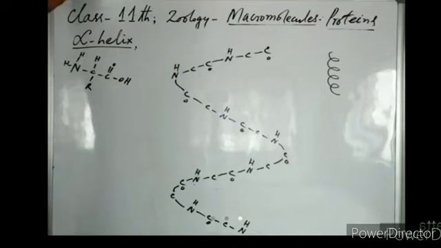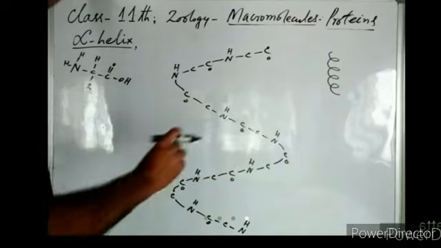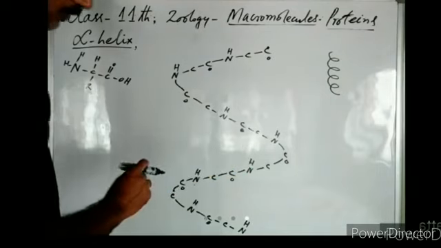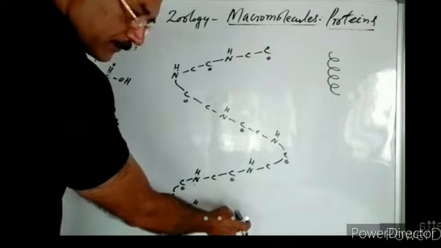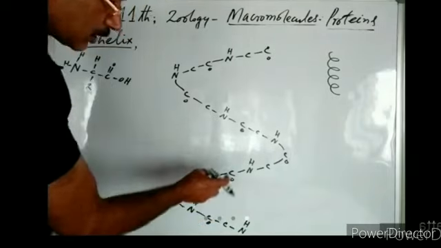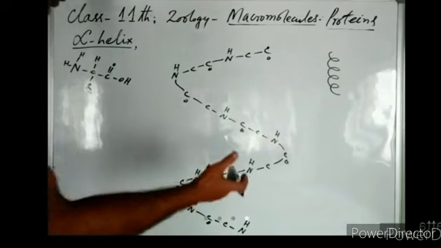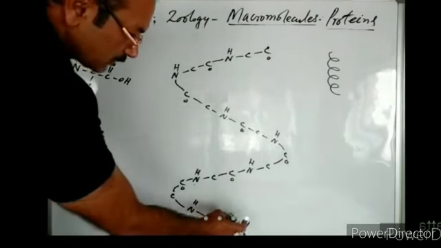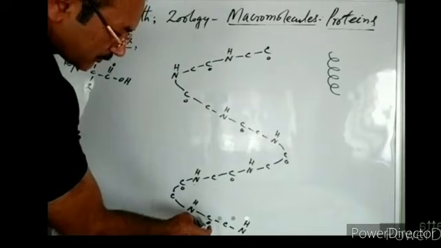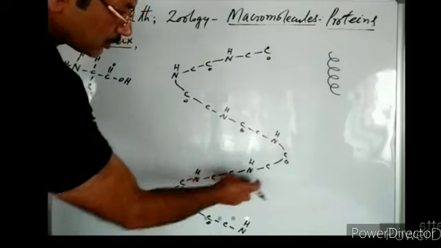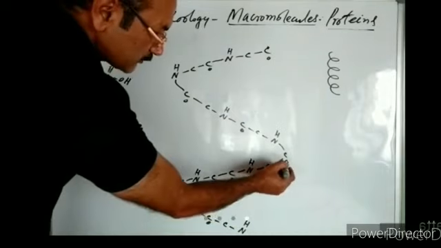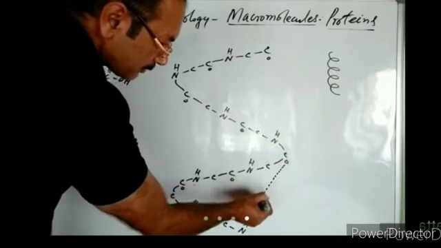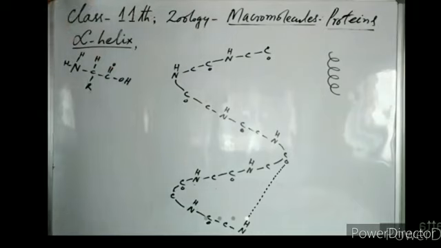How can this helix be maintained in its helical form? It is maintained by hydrogen bonds. Hydrogen bonds are formed between the amino group of the first amino acid and the carboxyl group of the next fourth amino acid. This is the amino group. This is the first carboxyl group, second carboxyl group, third carboxyl group, fourth carboxyl. So the amino group of the first amino acid will form a hydrogen bond with the next fourth carboxyl group.